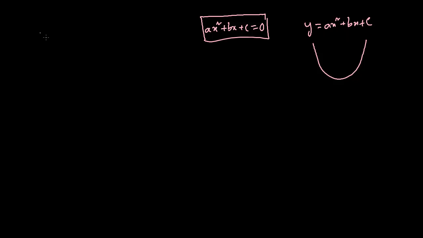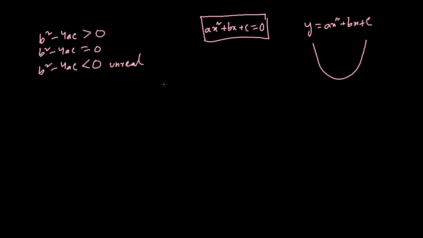So when we say that b squared minus 4ac is greater than 0, b squared minus 4ac is equal to 0, and b squared minus 4ac is less than 0, negative, we say this is unreal root. So visually it means it does not cut the x-axis. That's what it means, unreal root. The parabola does not cut the x-axis. B squared minus 4ac greater than 0, meaning real and different roots. That means it cuts the x-axis at two different places. B squared minus 4ac equal to 0. That means it cuts the x-axis at exactly one place. That's what it means visually.